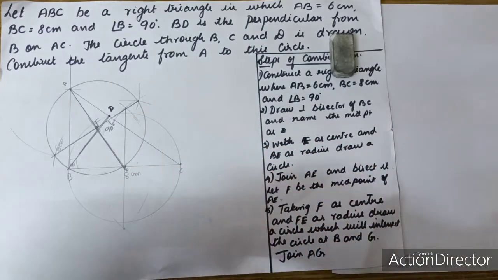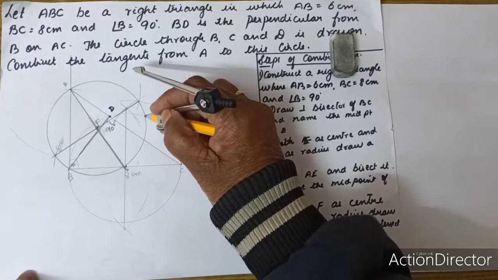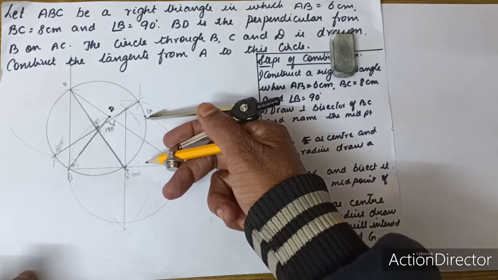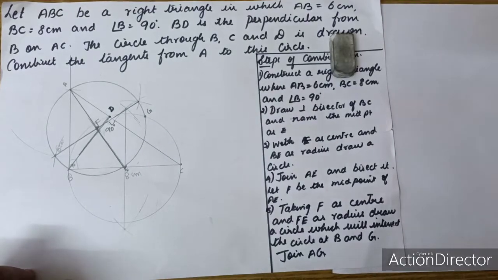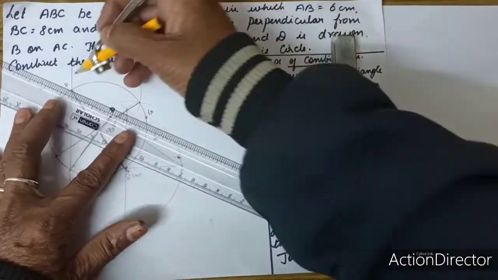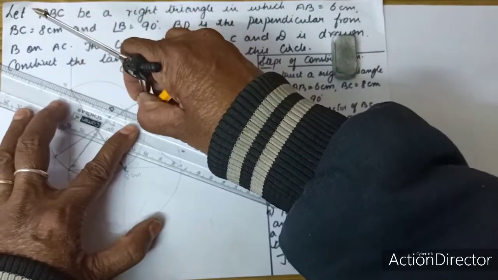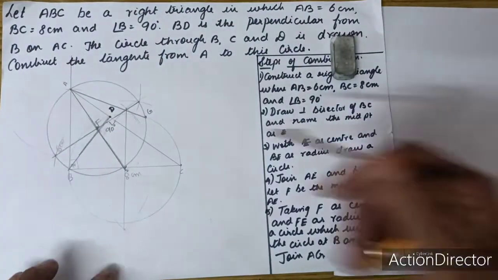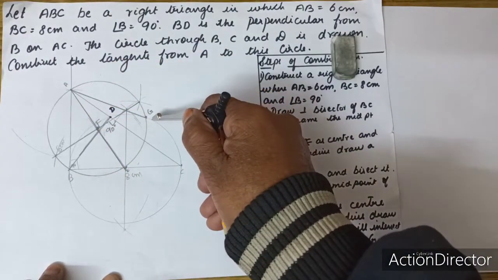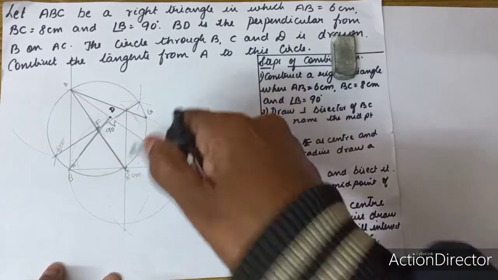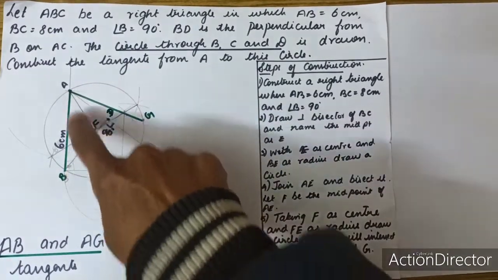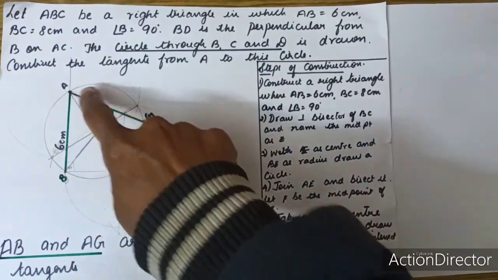Now, name this point as G, wherever this circle is intersecting the previous circle. Now, join AG. So now you are able to see two tangents, that is AB and AG are the two tangents for this circle. Now we have colored with color pencil the tangents drawn from the point A, that is AB and AG.